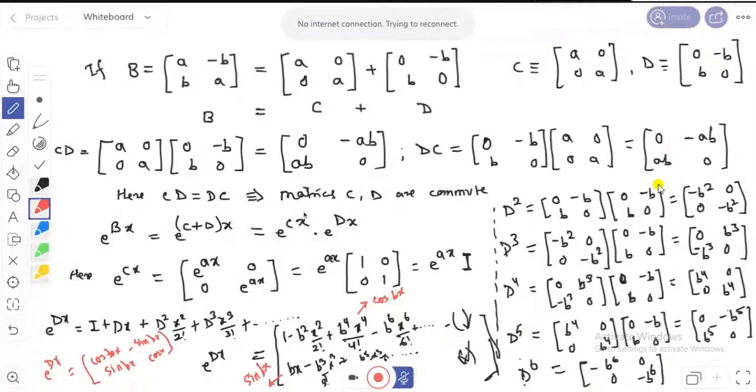What about exponential bx? So bx is cx multiplied by that. And what is your cx? Cx is e to the power ax, identity matrix, and the identity matrix multiplied by that matrix. So this is equal to the same. So this becomes e to the power bx, that is simply e to the power ax.